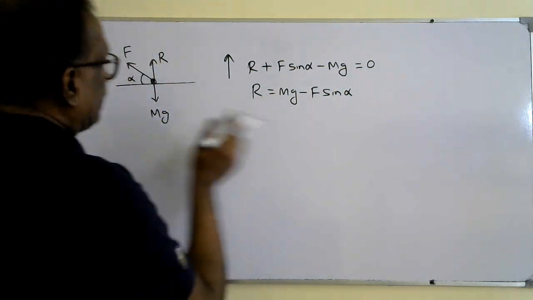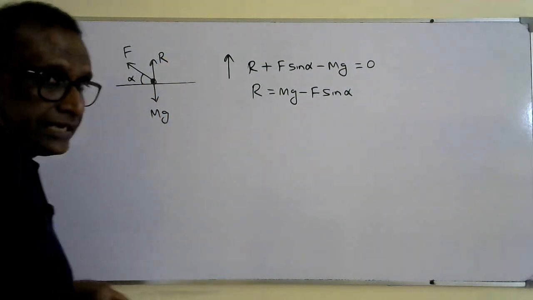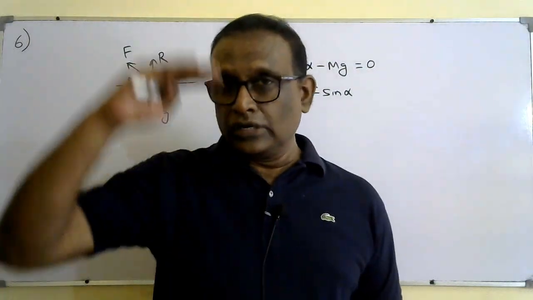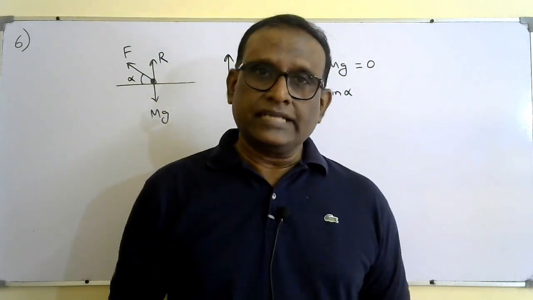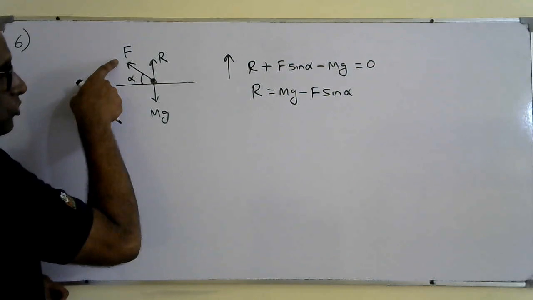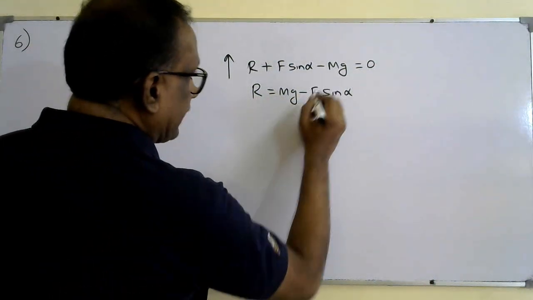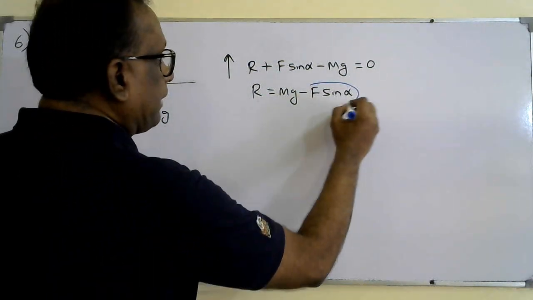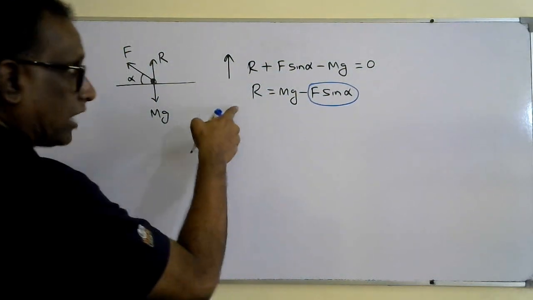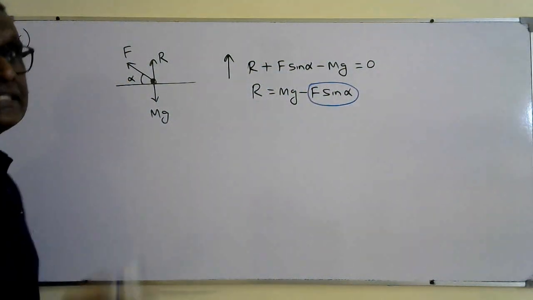So earlier, before you apply this force F, R was equal to mg. Only two forces were acting, just the object kept on the floor. So R was equal to mg. Now after you apply this force F, you can see the normal reaction is decreasing. You are going to subtract this quantity, F sine alpha, from mg. Initially R was equal to mg. Now you are subtracting this quantity, which means the normal reaction is decreasing.